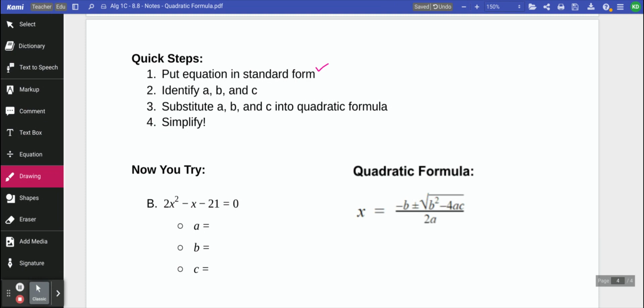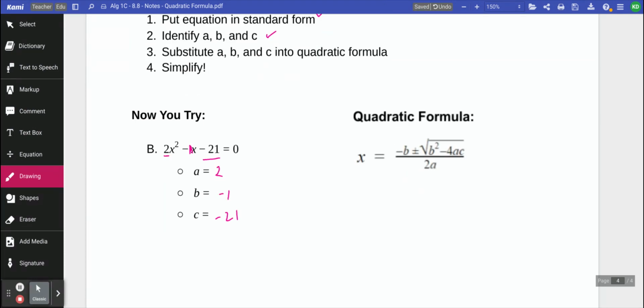So our A is 2. Now let's be careful with our B here, right? So our coefficient of X is really negative 1, right? It's negative because there's a minus, and there's nothing in front of that X. So if it's just an X, we know it's 1X. And our C is negative 21. Okay, so again, those signs do matter. We have to make sure we do those, okay?